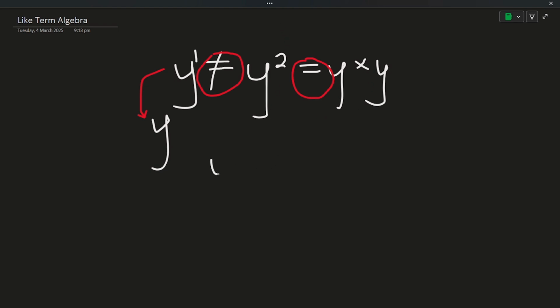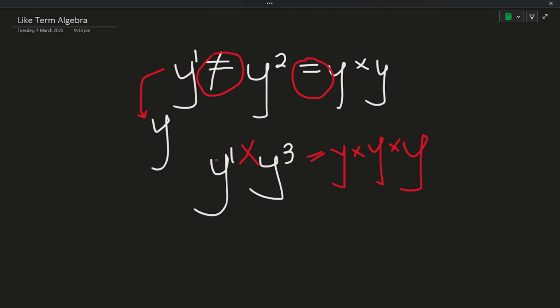Same for any other ones. Let's say there's y to the power of 1 and there's a y to the power of 3. They are not the same, right? This one is equal to y times y times y, while this is equal to just y. They're not the same. They're never the same. Not even close. So remember that they are not the same. Let me just make a note here, maybe. Not.